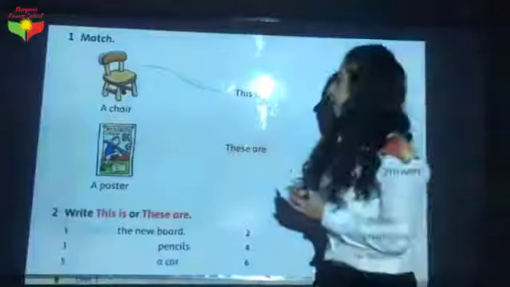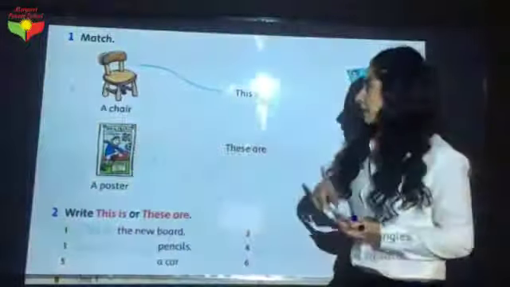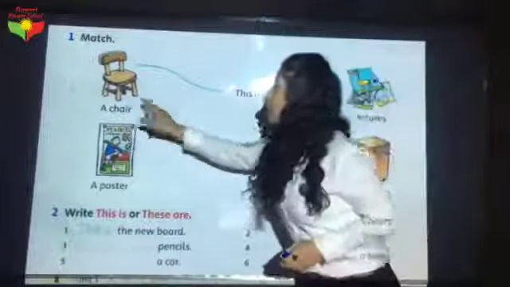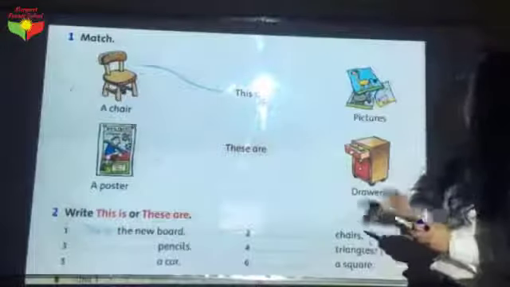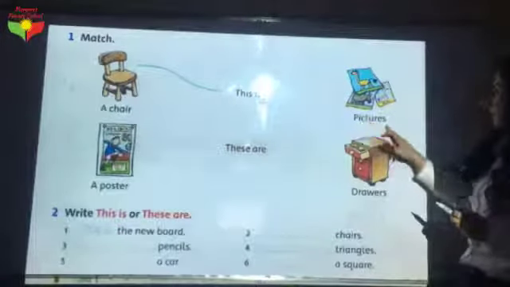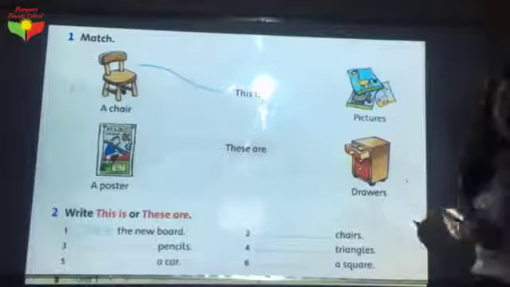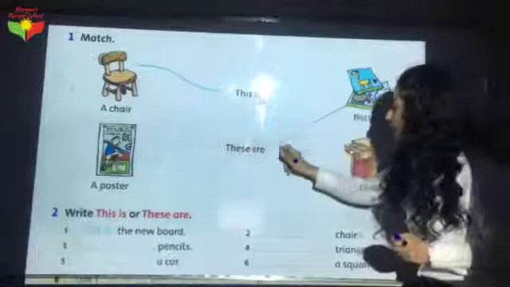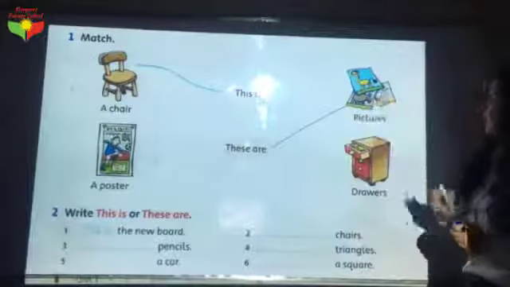Okay? The first one was done. A chair. We mean only one chair. Look at here, we have only one chair. That's why we have to say this is a chair. Okay. Now let's go to this picture. Pictures. We have some pictures. It is more than one. That is why we have to match the pictures to these are. These are pictures.